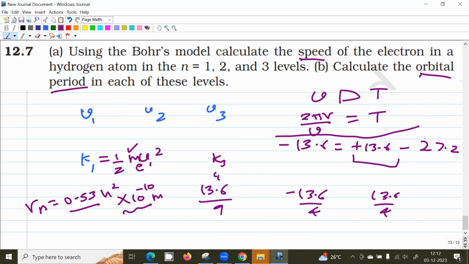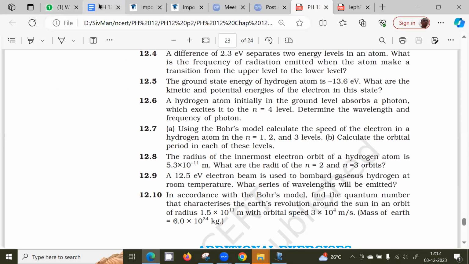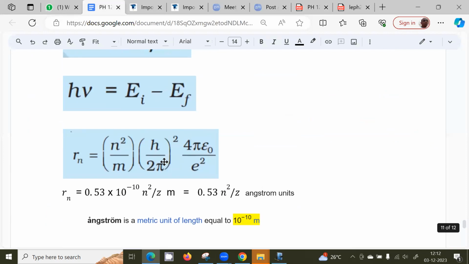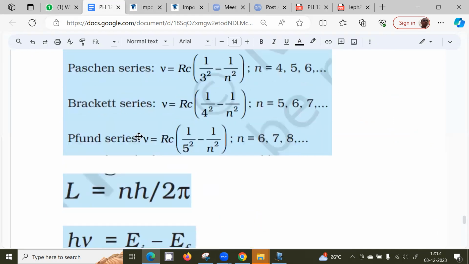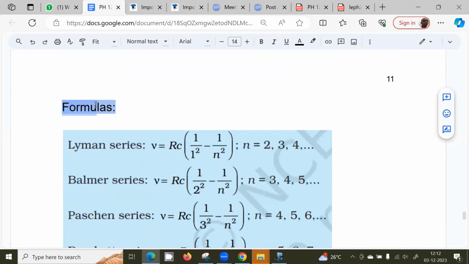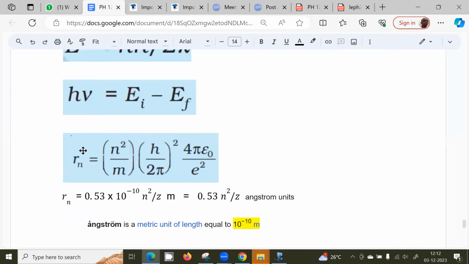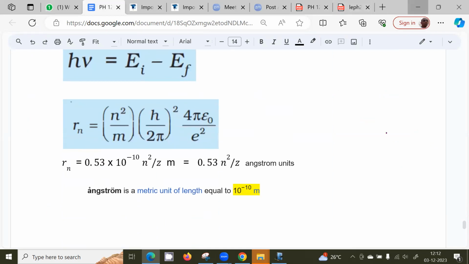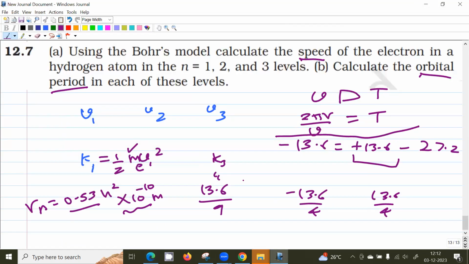The radius is 0.53 into 10 raised to minus 10. So use this formula. Once I know the velocity, I can find the time period, T1, T2, T3 corresponding to the different orbits.